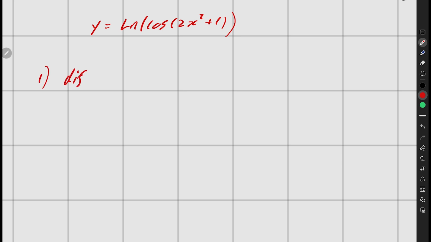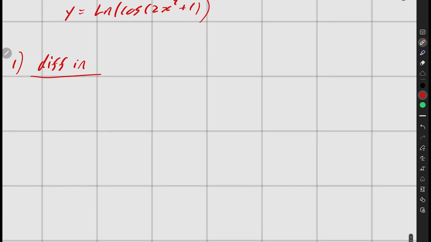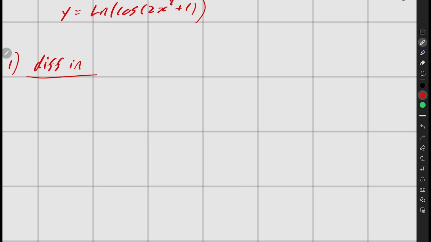So step 1, diff in. Okay, the derivative of the inner function, cos of 2x squared plus 1, we're going to have to use the chain rule a second time. So the derivative of cos of 2x squared plus 1, we know that's going to be 4x times, and the derivative of cos is negative sine x. Okay, so that's the derivative of the inner function, and remember that we had to use the chain rule a second time. I did a very similar example above for a trig function. If you're having trouble with this, go back, watch that example, and then let's move on.